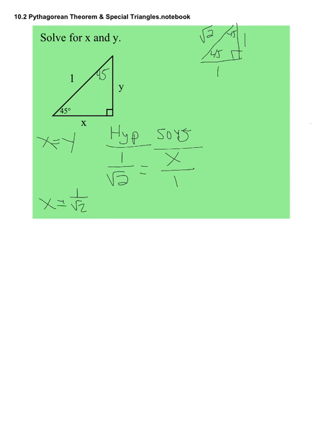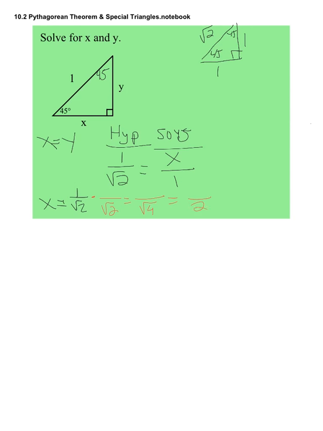Now, we don't like to typically leave radicals in our denominator, so we have to rationalize. In order to do that, I want to get radical 2 out of the denominator. If I multiply radical 2 by radical 2, I end up with the square root of 4, which is just going to be equal to 2.